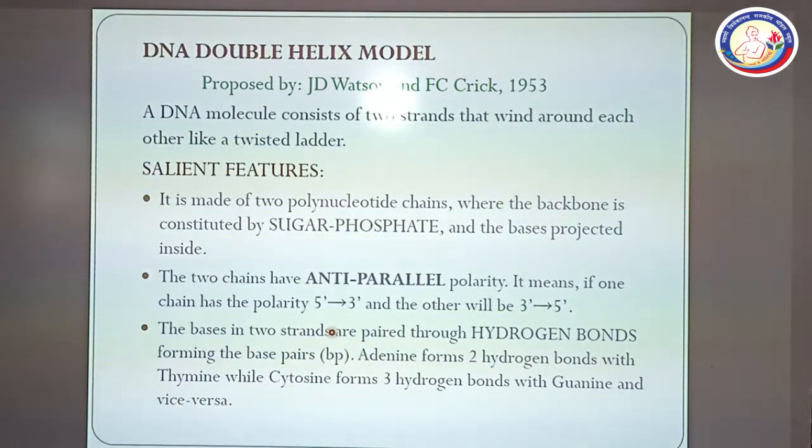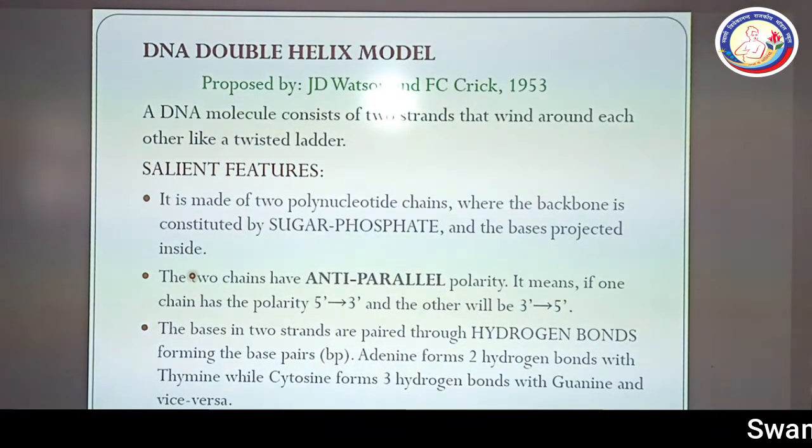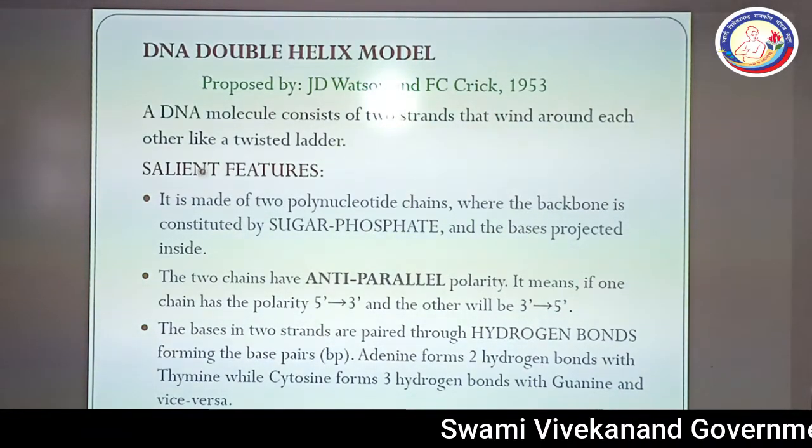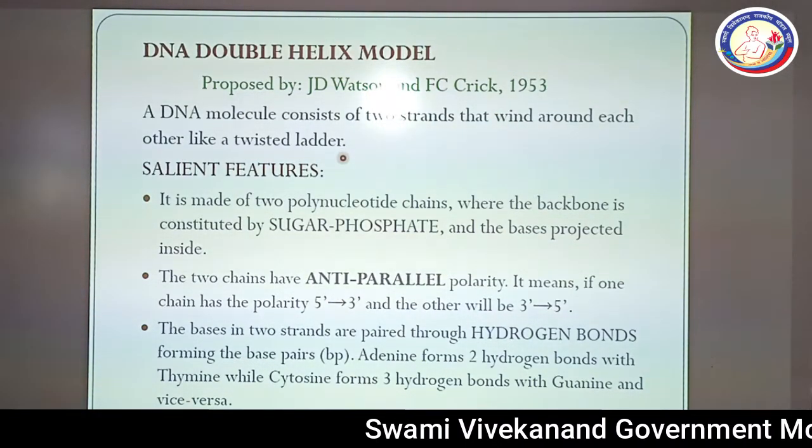Now we will start the DNA double helix model. What do you mean by the DNA double helix model? First question, who proposed the DNA double helix model? J.D. Watson and F.C. Crick in the year 1953. A DNA molecule consists of two strands that wind around each other like a twisted ladder.